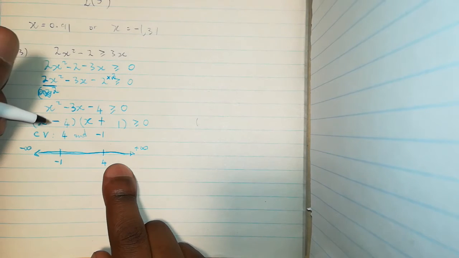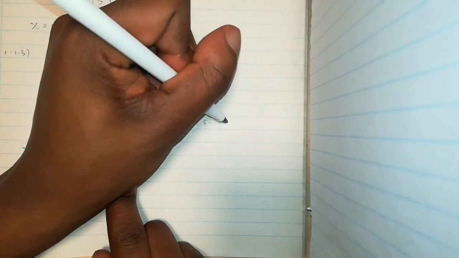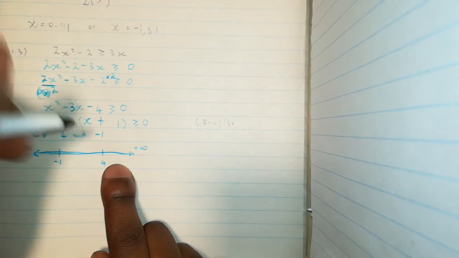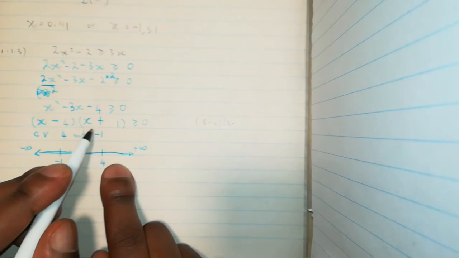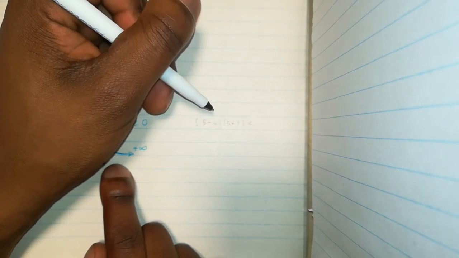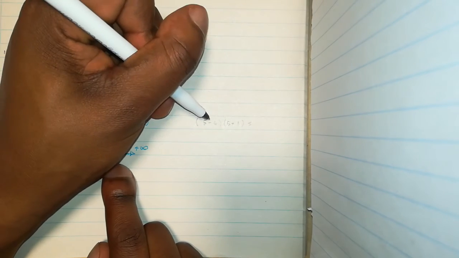So I'm gonna substitute 5 in this equation. So you'll find that it's 5 minus 4, 5 minus 4 and 5 plus 1, not 3, 5 plus 1. So this is equals to what? 5 minus 4 is 1, and 6 plus 1.